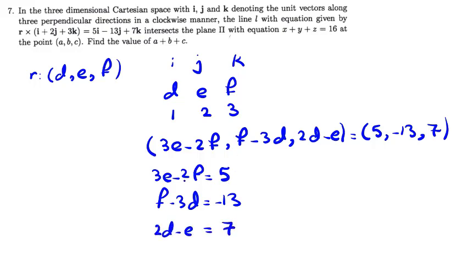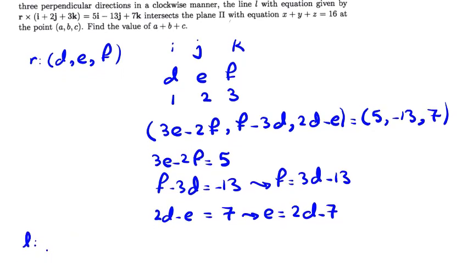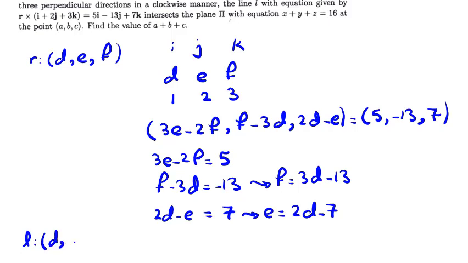Now, if we consider the last one, e is 2d - 7. We found e in terms of d. And if we consider the second, f is 3d - 13. So we can say our line L is: the first component d, the second 2d - 7, and the third 3d - 13.